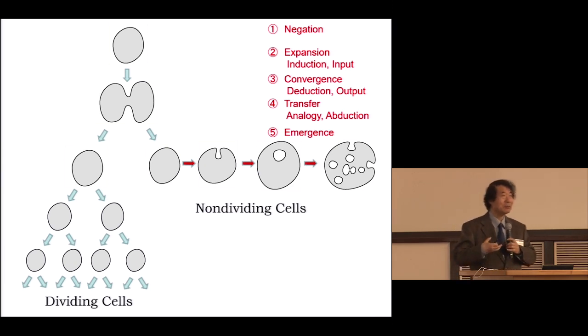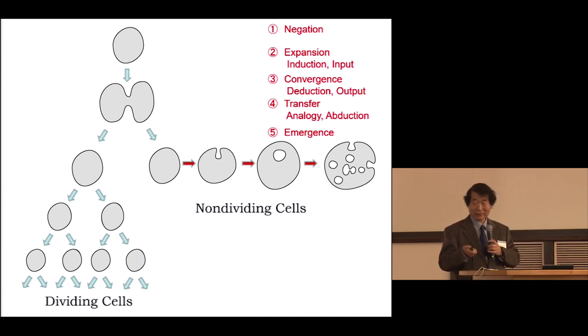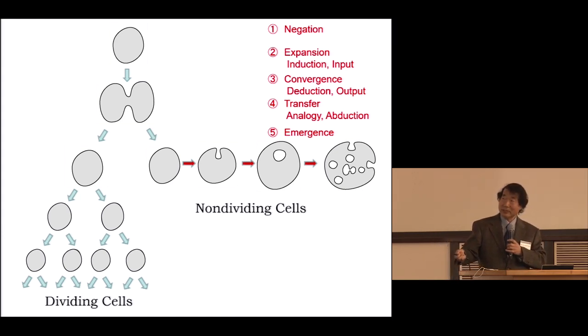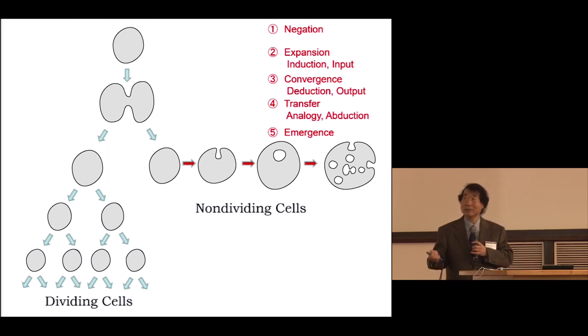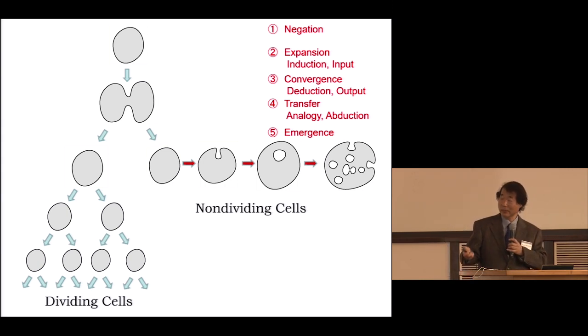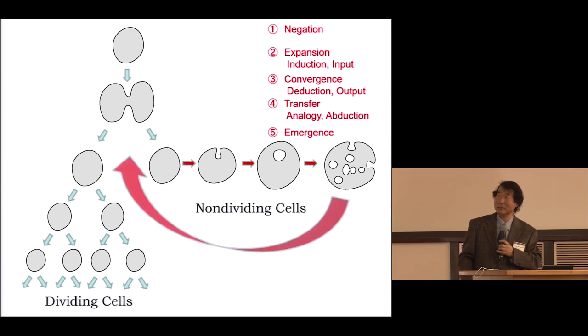If we look at our bodies, there are two different kinds of cells. One is dividing cells, like skin and liver. The other is non-dividing cells, such as muscles or neurons. What is negation? Negation always occurs at any level due to mutation. You can see expansion here. What is convergence? Differentiation into a particular cell type, such as muscle. This is convergence.